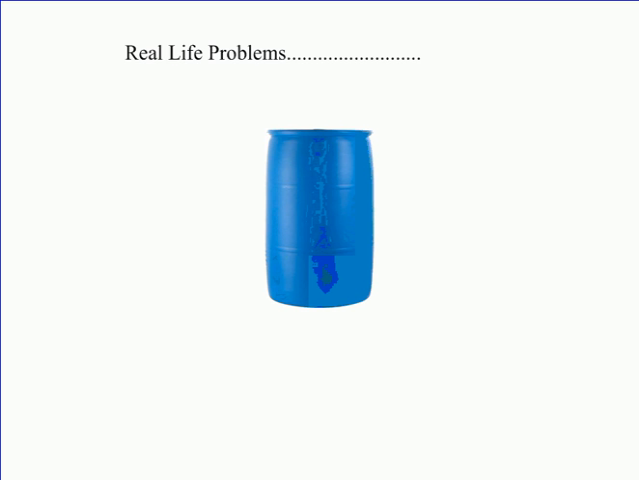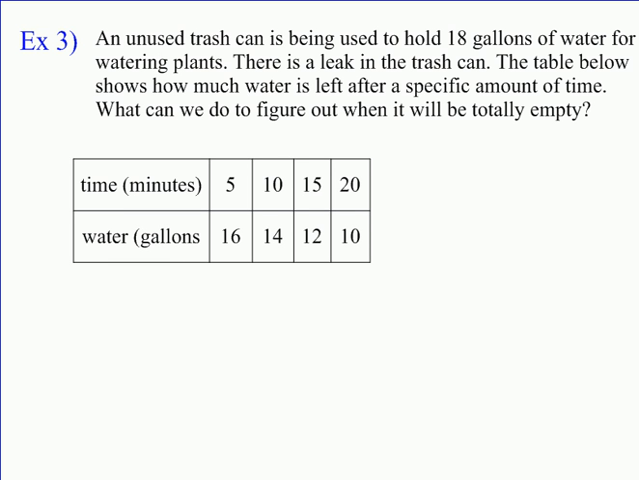Okay, so there's a quick little video in my yard of a trash can, and it was leaking, and we need to figure out what our leakage ends up being. So here we go. An unused trash can is being used to hold 18 gallons of water for watering plants. There's a leak in the trash can. The table below shows how much water is left after a specific amount of time. What can we do to figure out when it will be totally empty?